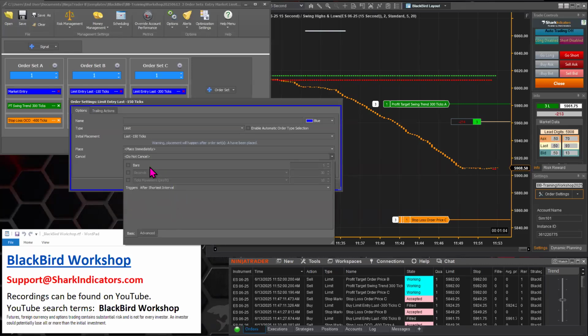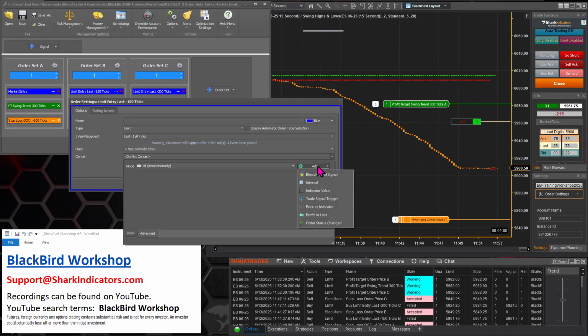And let's see here. Let's switch to the advanced tab, and we're going to cancel the interval. So we're going to delete the interval there and go to the add button, and we're going to monitor the profit target orders here, right? So we're going to use order status changed.